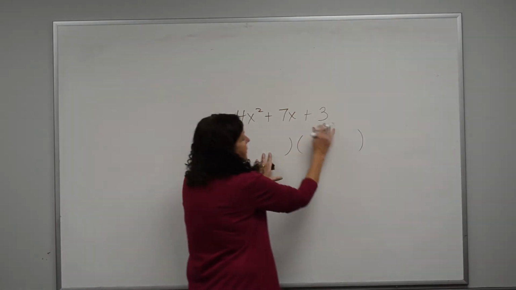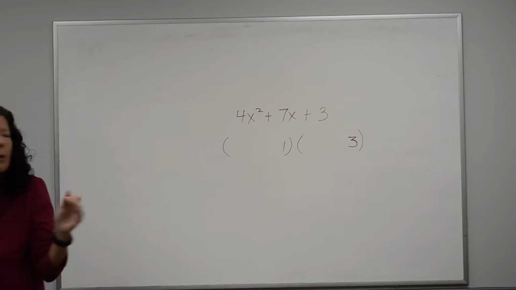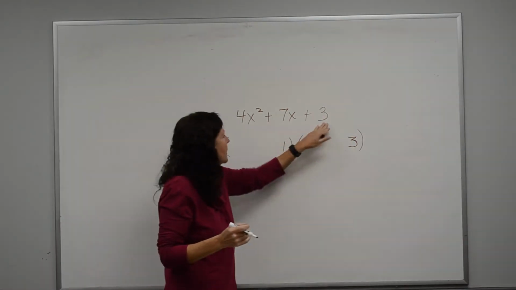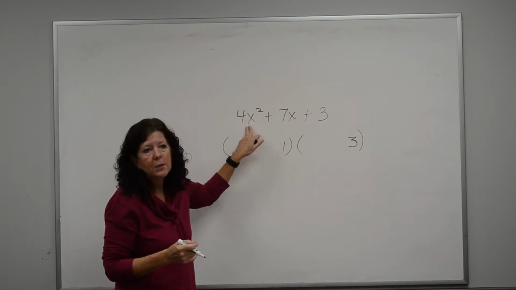One. This is the one that I have no choice on. So I would just go ahead and start with that one. And I go, what do I multiply together to get 3? 1 and 3. Then I would move to this one, because this one I do have a choice on.